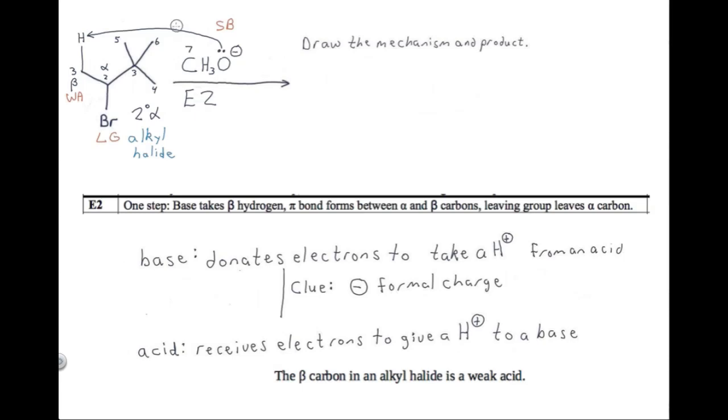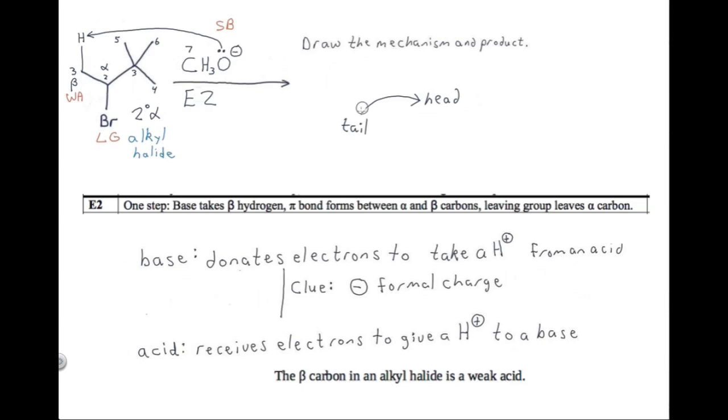Now, who do we put at the end, at the head of this arrow? Well, the base is donating electrons to take a proton from the acid. So at the head of this arrow, we have to put the proton that the base is taking from the acid. Notice that we had to draw in this hydrogen, which was not shown in the original picture of the molecule.